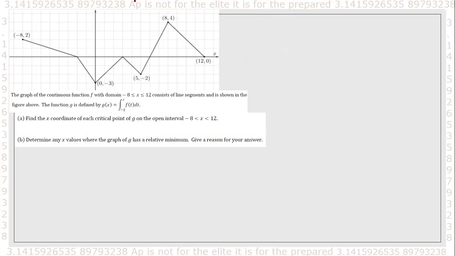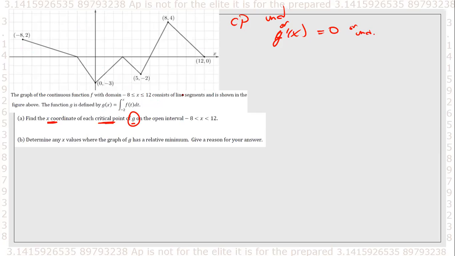All right. So the first question is asking us to find the x-coordinate of each critical point. So keyword there: of g. So not f, but g. So let's define critical points. Remember, a critical point is when the derivative of whatever function we're working with is equal to 0 or undefined. So let's go ahead and check that out.